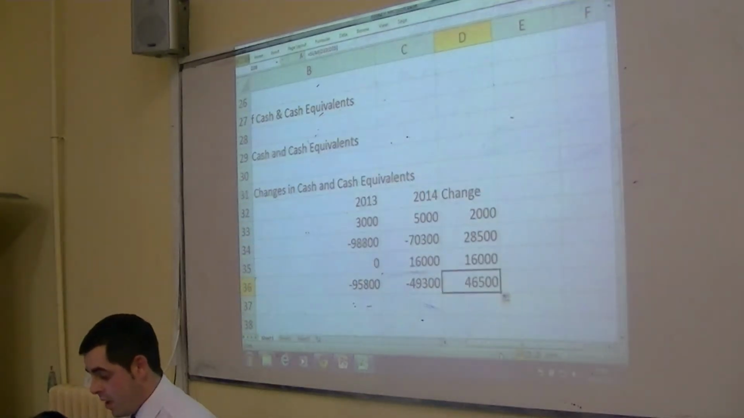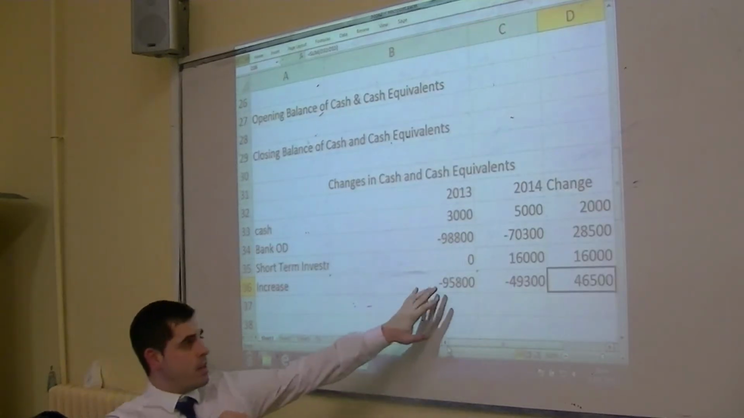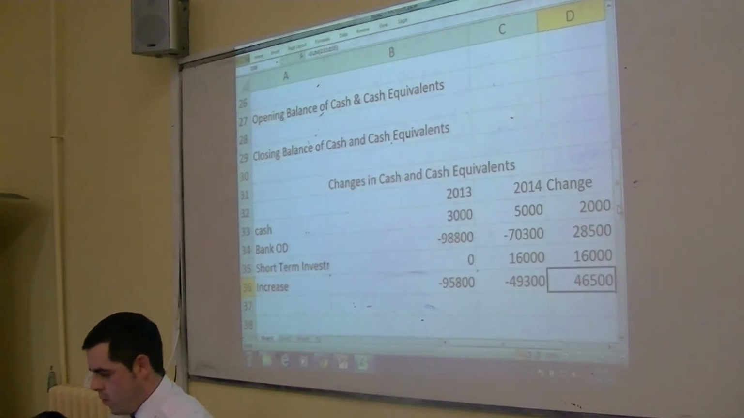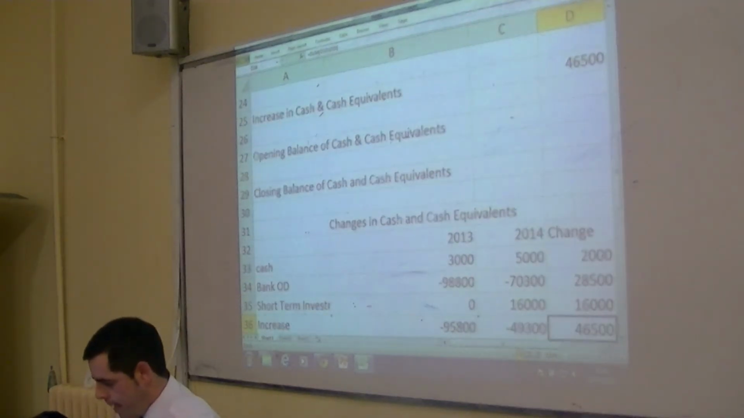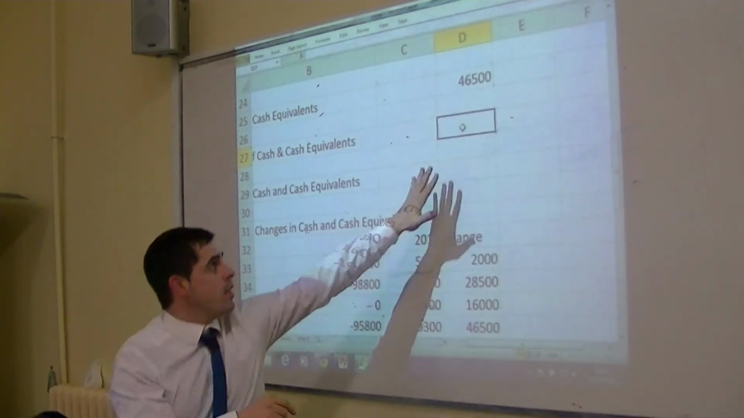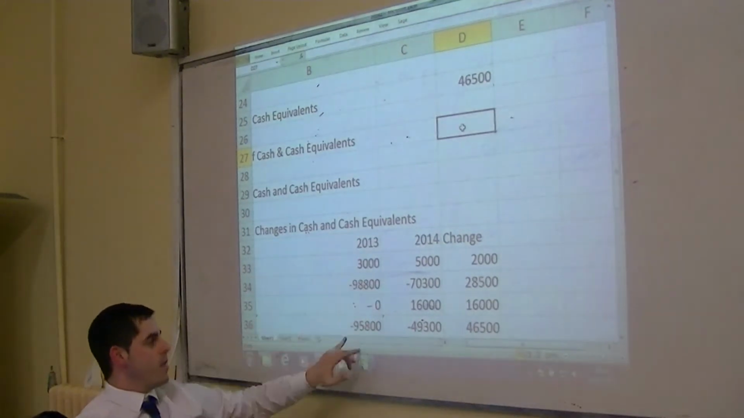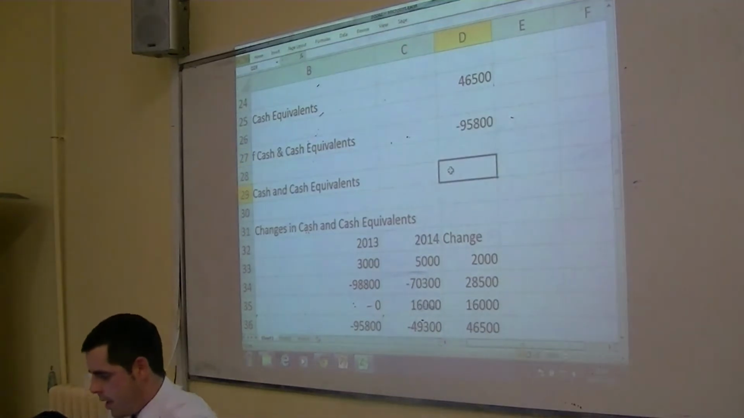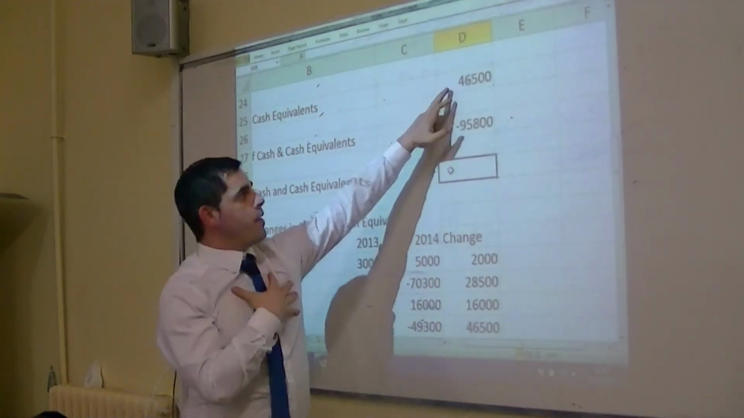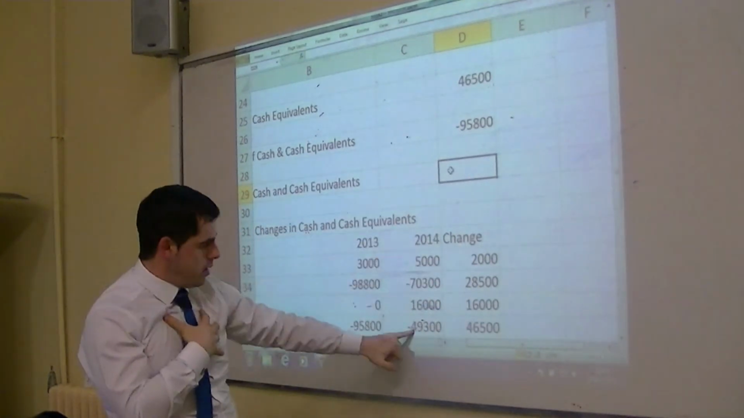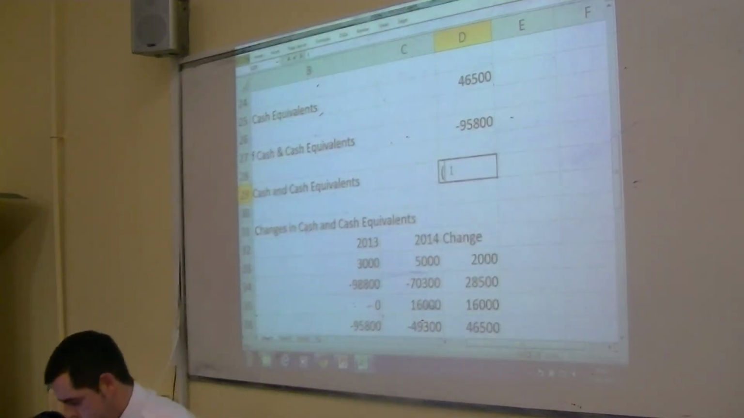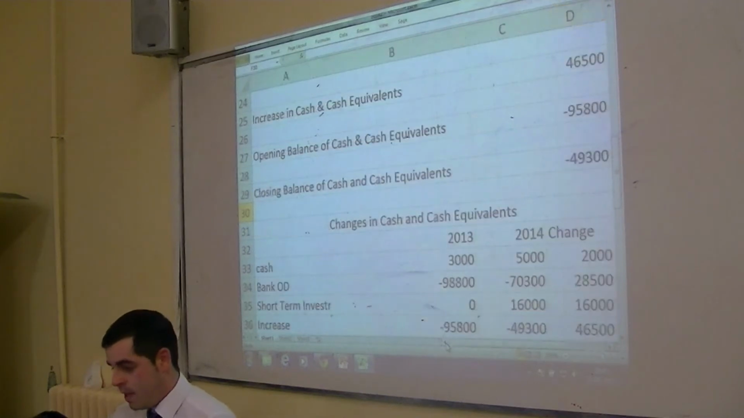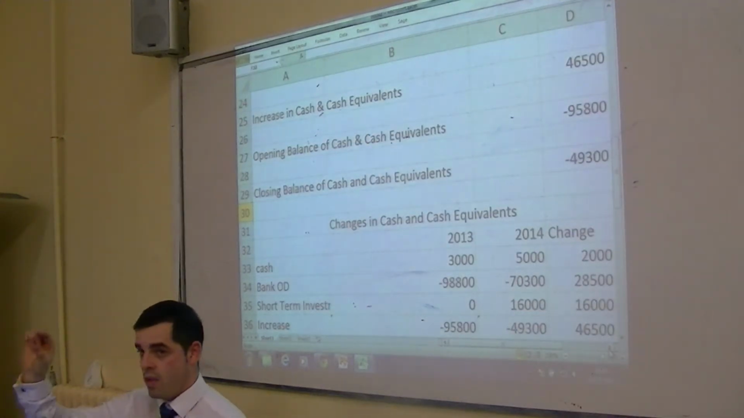46,500. Now, all we must do, just for completeness, is put in these two figures here, our opening cash for 2013 and 2014, into our cash flow statement above. So if we jump up, opening balance of cash and cash equivalents. The figure will be what we had starting in 2013, 95,800 negative. And if you work that out, you know if you're right or wrong because you've positive 46.5, negative 95.8, that will give us 49 as our closing balance. At the end it's basically the same as our cash and cash equivalents. Increase, your opening and your closing.